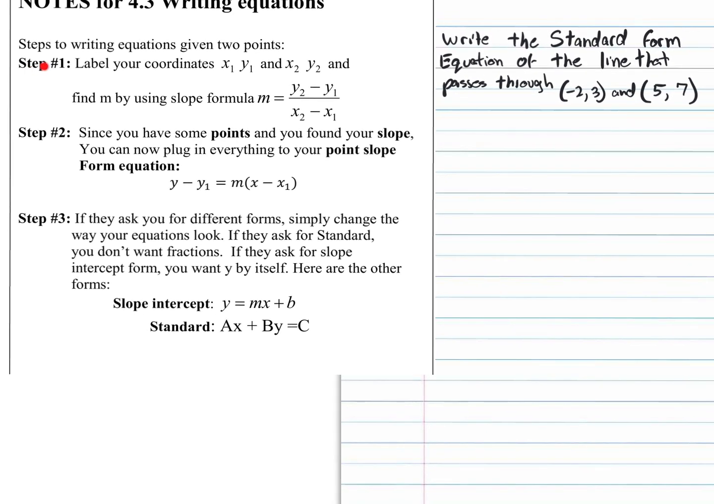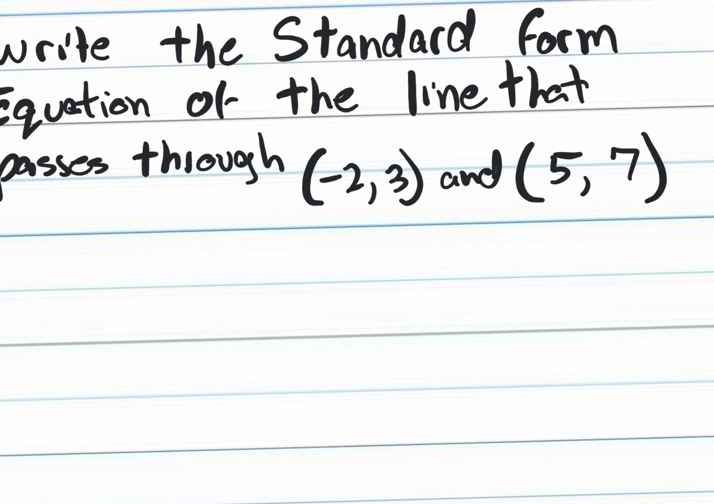So, step 1, as you can read right here, it says label your coordinates x1, y1, and find the slope using the slope formula. So that's what I'm going to do. I'm going to zoom in here. I'm going to label it x1, y1. This is my first point, my x value and my y value for my first point. This is my second point, so I put x2, y2. That's my x and y value for my second point.